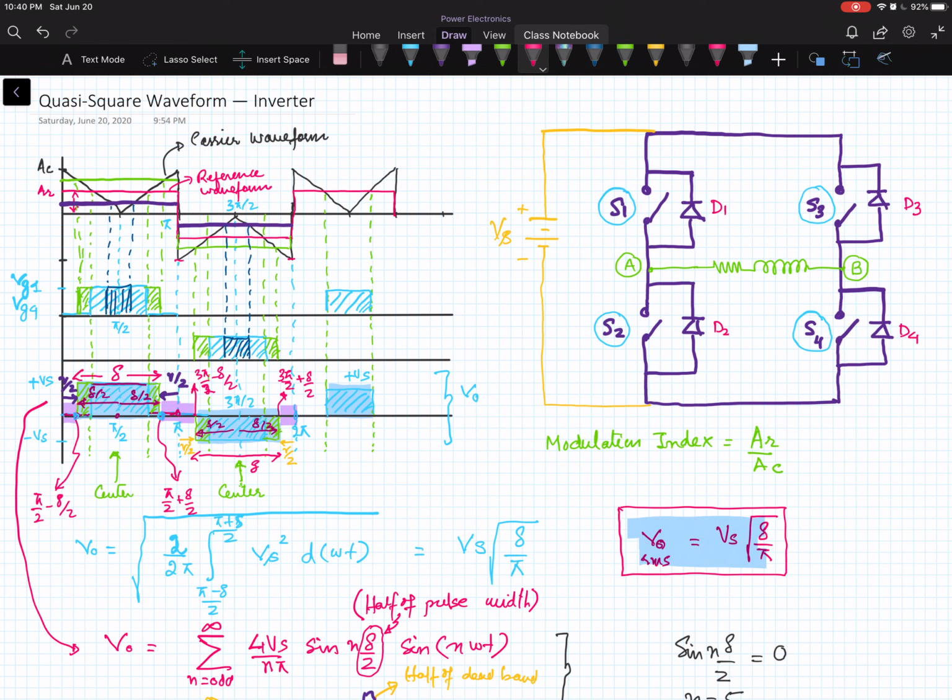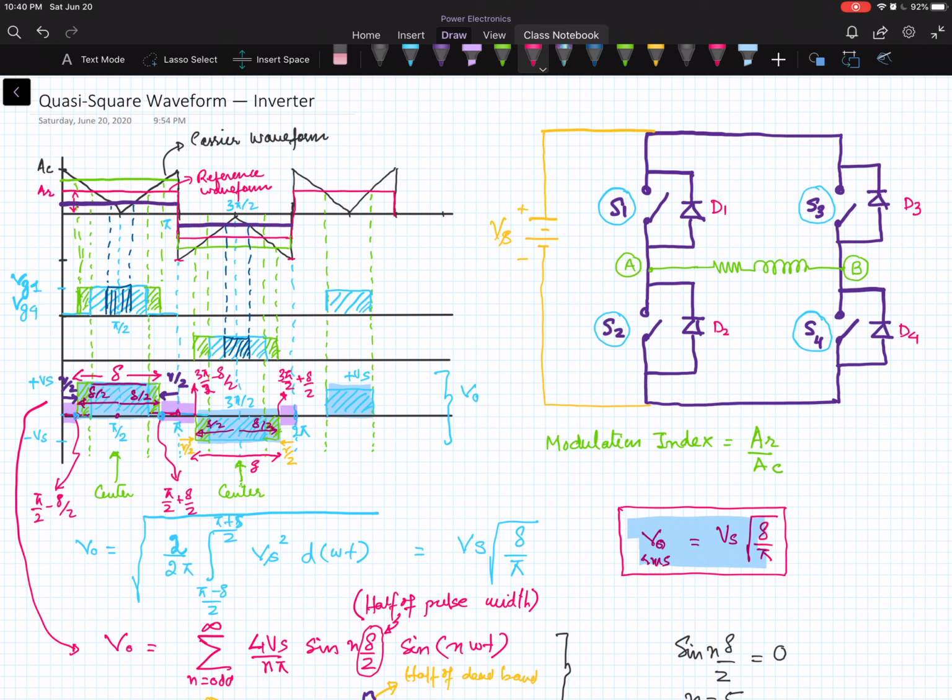So by increasing the number of pulses per half cycle, we can control the spectrum. We can shift the harmonics to a higher order, or we can cancel lower order harmonics. So that gives the starting of the PWM inverters: if we increase the number of pulses, we can cancel sets of harmonics.